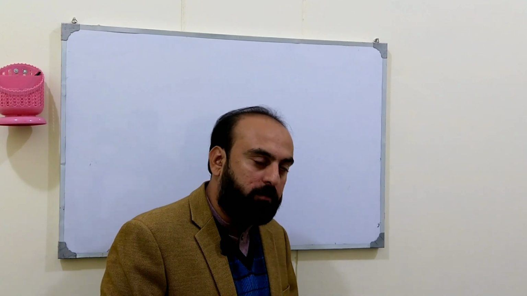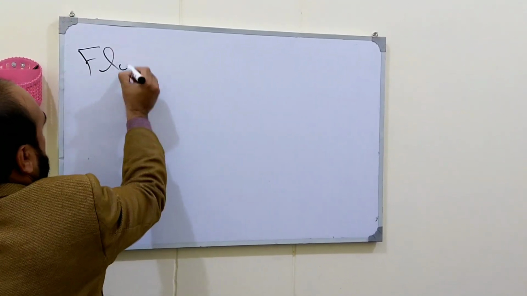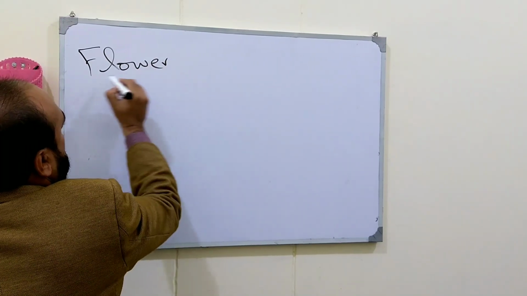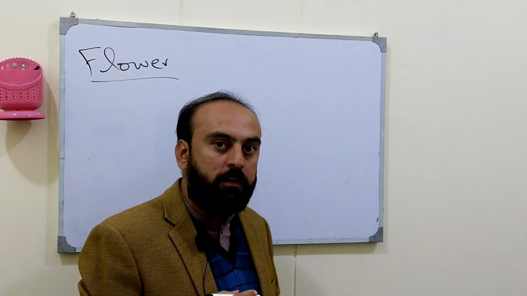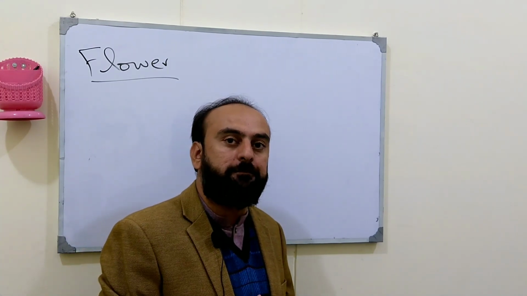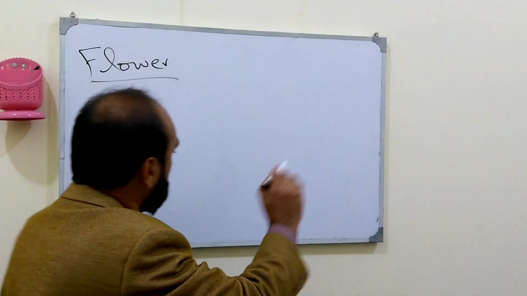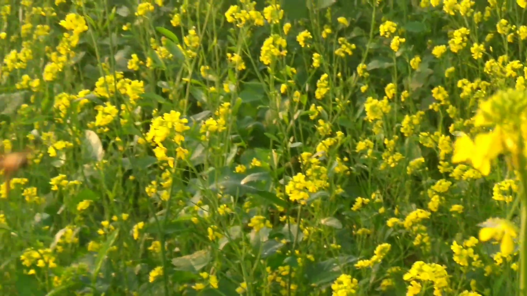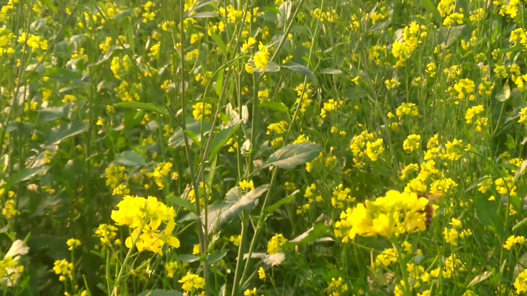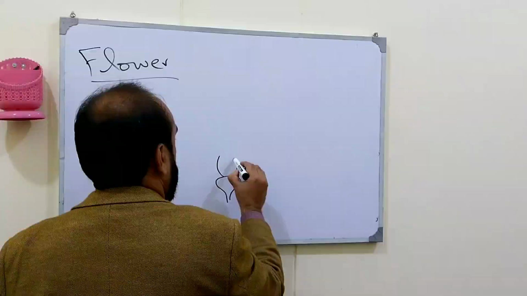Last organ that we are going to talk about is flower. Flower is the reproductive organ of the plant, and the process of sexual reproduction begins in flowers. Let me draw the structure of a typical flower.